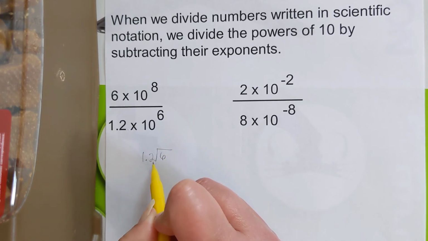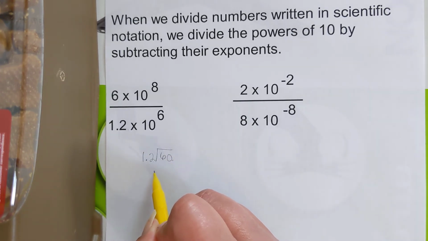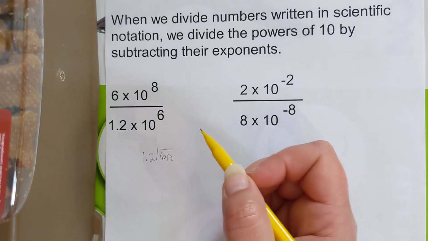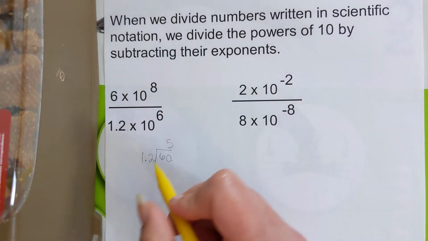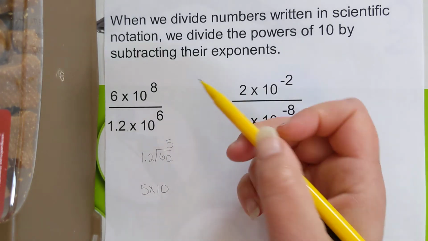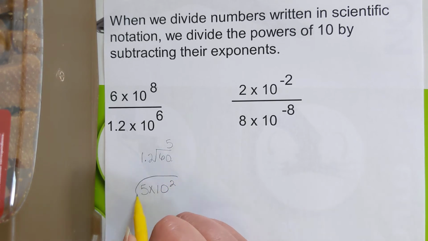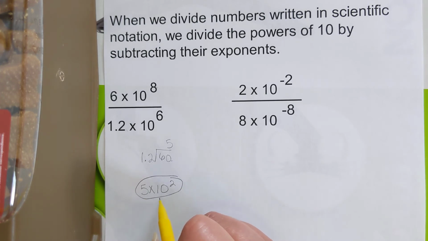So I need to move that over, so it becomes 60 divided by 12. Well, what is 60 divided by 12? It is 5. Okay, so 6 divided by 1.2 is 5. Okay, I have 10 to the 8 minus 6 is 2. So 5 times 10 squared is the answer to this problem. Now, you might recognize that pretty easily and say, well, that's 5 times 100, so the answer would be 500. Yes, and that would be okay as long as it doesn't say write your answer in scientific notation. So that's something you'll want to watch out for.